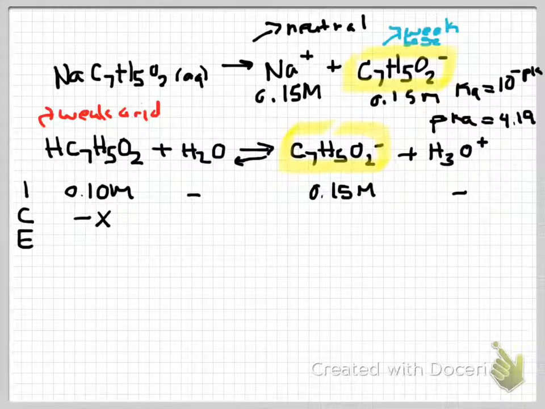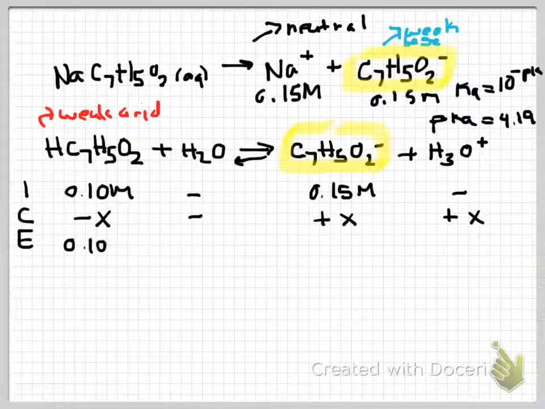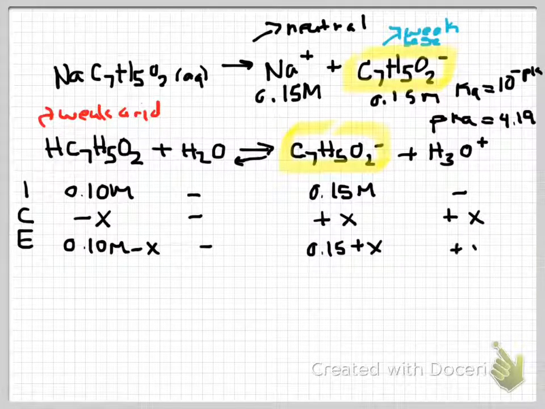We're going to the product side. I'm going to change to minus x, the water, don't worry about that, and then our plus x. And we're always going to go to the products because we don't have any of our H3O plus to begin with. So our equilibrium expression, 0.10 molar minus x, 0.15 plus x, and then plus x.